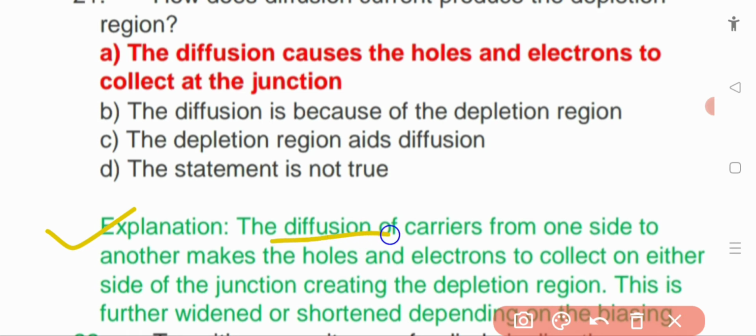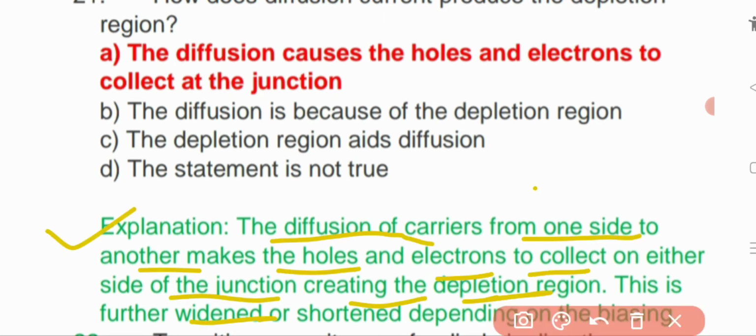Explanation. The diffusion of carriers from one side to another makes the holes and electrons collect on either side of the junction, creating the depletion region. This is shortened depending on the biasing. Then the answer is option A.